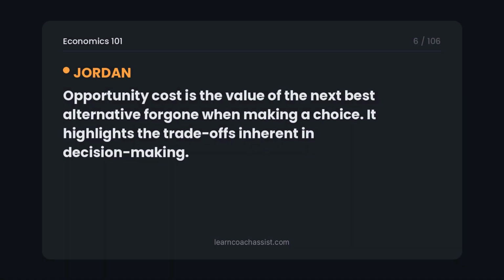Define opportunity cost. Opportunity cost is the value of the next best alternative foregone when making a choice. It highlights the trade-offs inherent in decision-making.